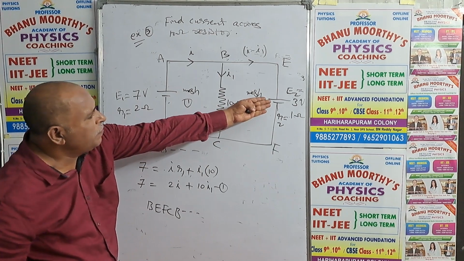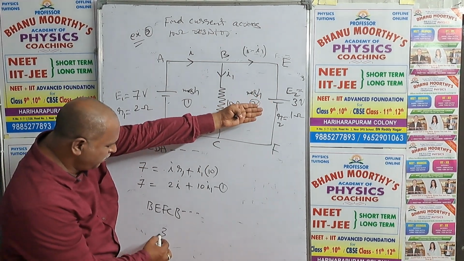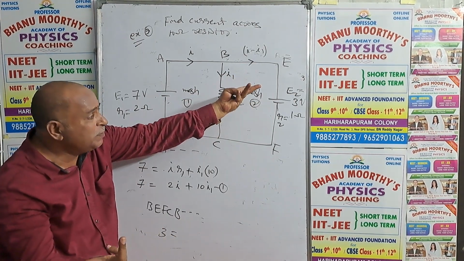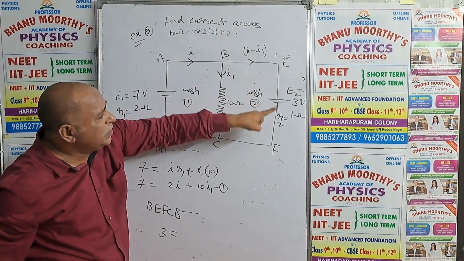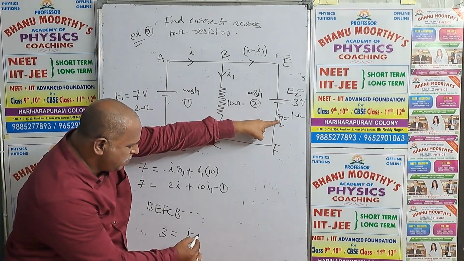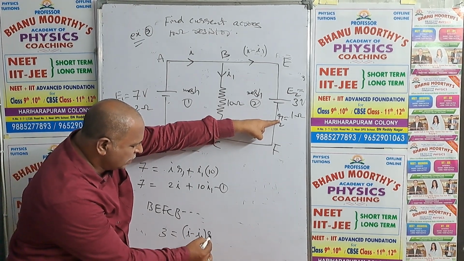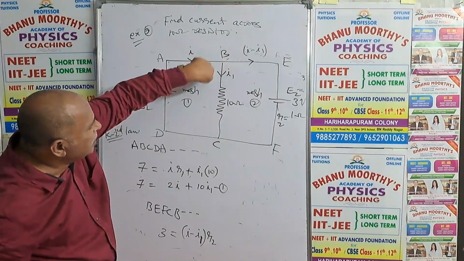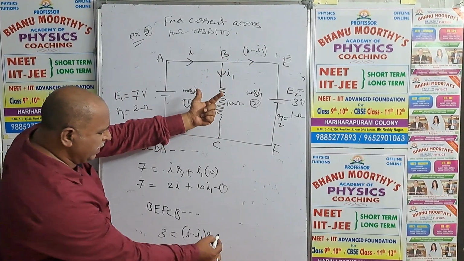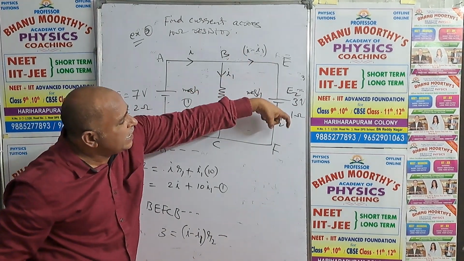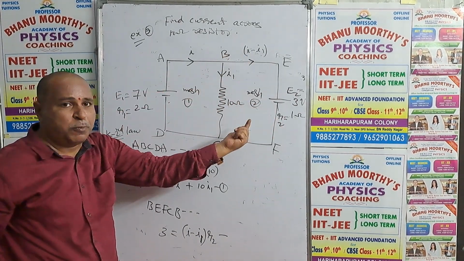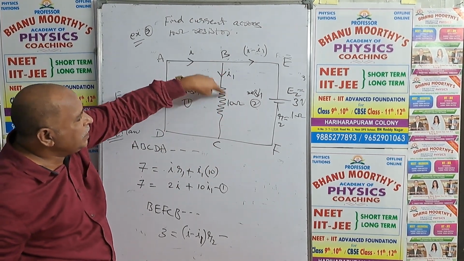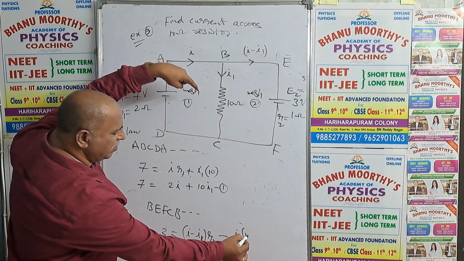we can write sum of EMFs equal to 3, equal to sum of PDs. Sum of PDs means what? I minus I1 into R2. This is one potential difference. And the second potential difference is reverse, which means minus, because this is in this direction and that is in the opposite direction. So they are opposite, that's why minus. Minus 10 into I1.